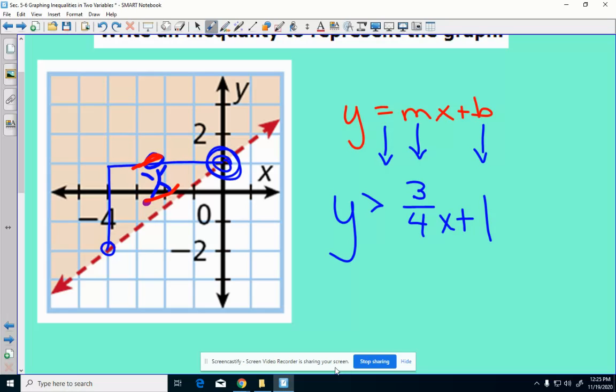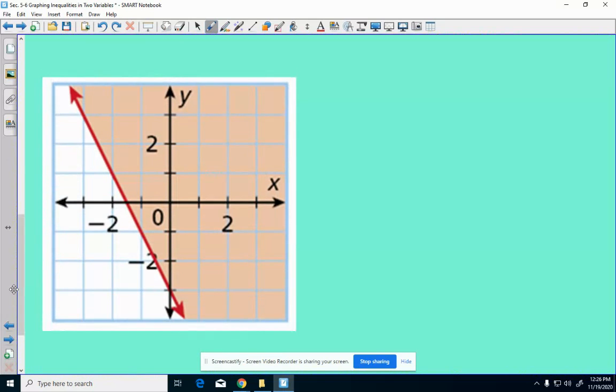How did you know your y? Well, because that's where it crossed the y-axis. So that value right there was 1. Because think in reverse. If I gave you this inequality here, y is greater than 3/4 x plus 1, and I said graph it, the first thing you would do is start at that plus 1. So you'd put a dot on 1, right? All right. So let's try it one more time.